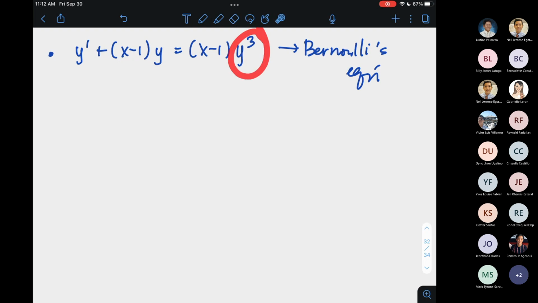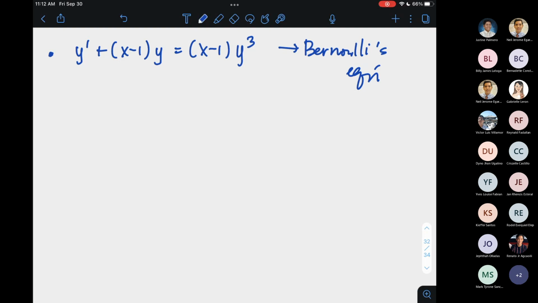Ibig sabihin may panggulong y to the third power dun sa right-hand side. Ito yung susunod na topic, pero at least i-introduce ko na sa inyo kung paano siya gagawin. Kasi basically, it's a solution by integrating factor na rin naman. Meron nga lang substitution na mangyayari. So the first thing that you'll need to do is to divide both sides by y to the power n. Kung ano man yung panggulo dyan, i-divide nyo both sides ng equation.